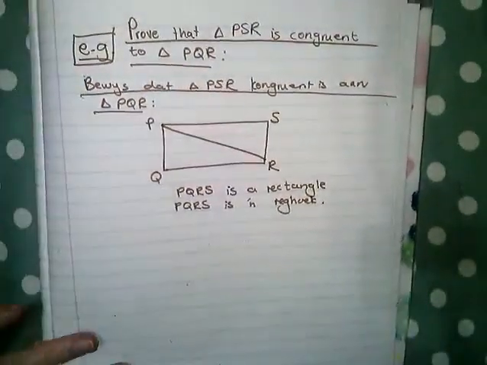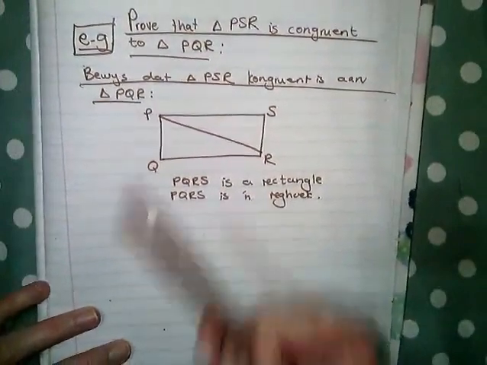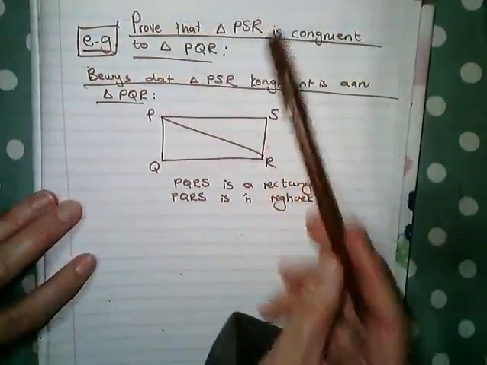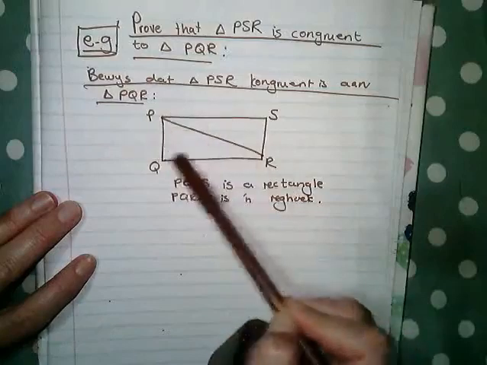Okay, if you are done copying, then you've now seen we want to prove that this triangle and this triangle are congruent.